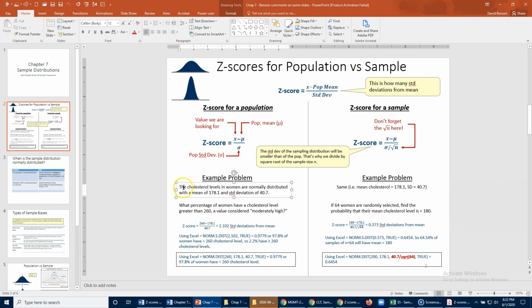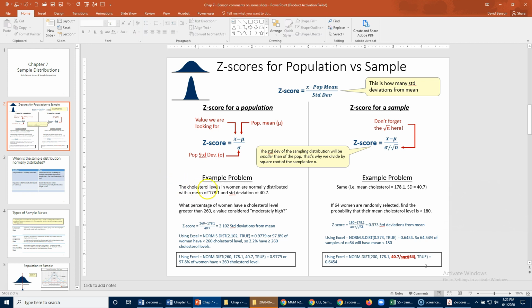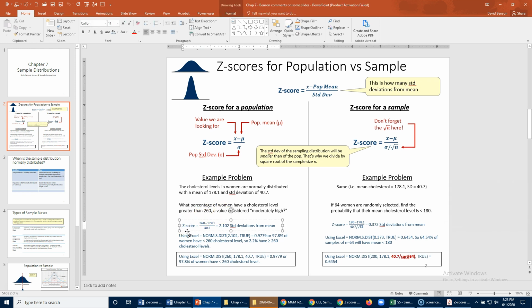So for example, a sample problem like this one would say the cholesterol levels in women are normally distributed with a mean of 178.1 and a standard deviation of 40.7. So what percentage of women have a cholesterol level greater than 260, a value which is considered moderately high? And it turns out we actually care about the bad cholesterol more than the total. This is called the serum cholesterol, which is milliliters per deciliter of blood if you care. And so this is how you calculate it, and we do several of those in the Word document that I was just showing you.